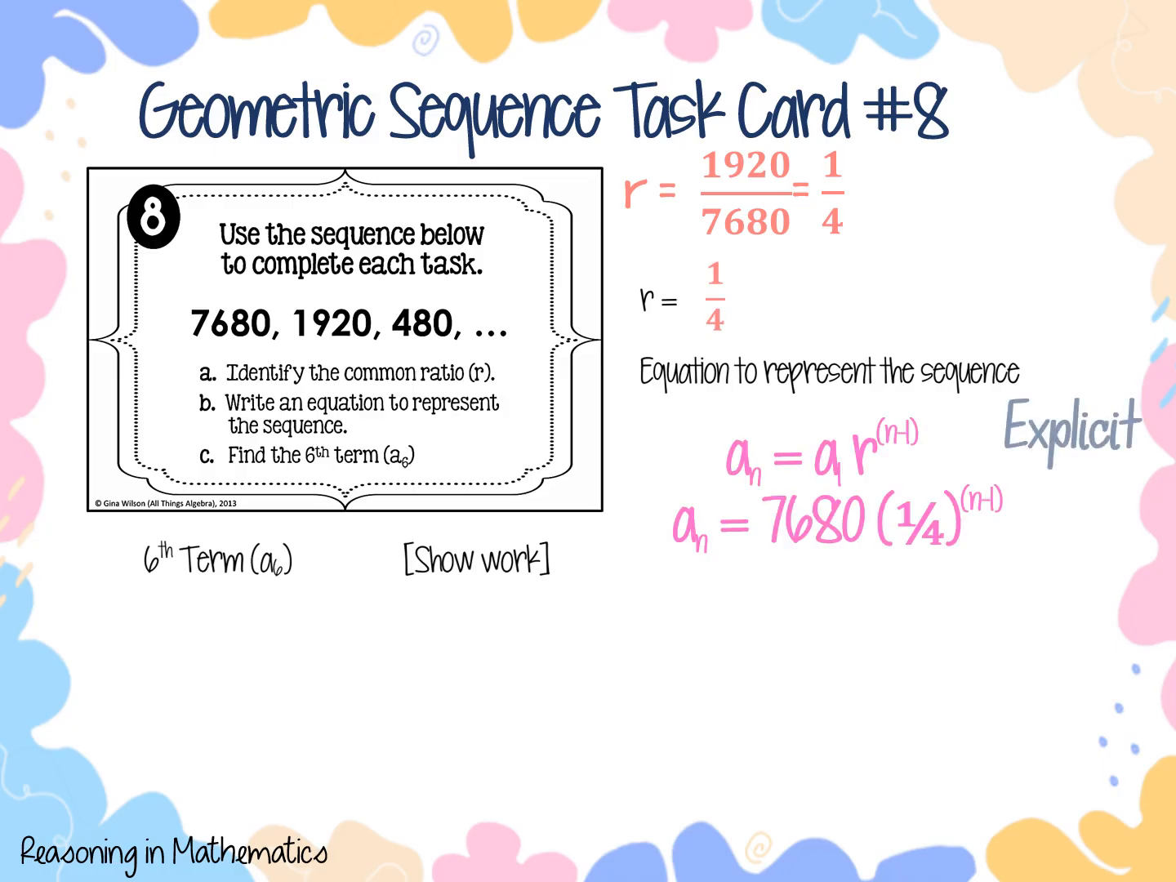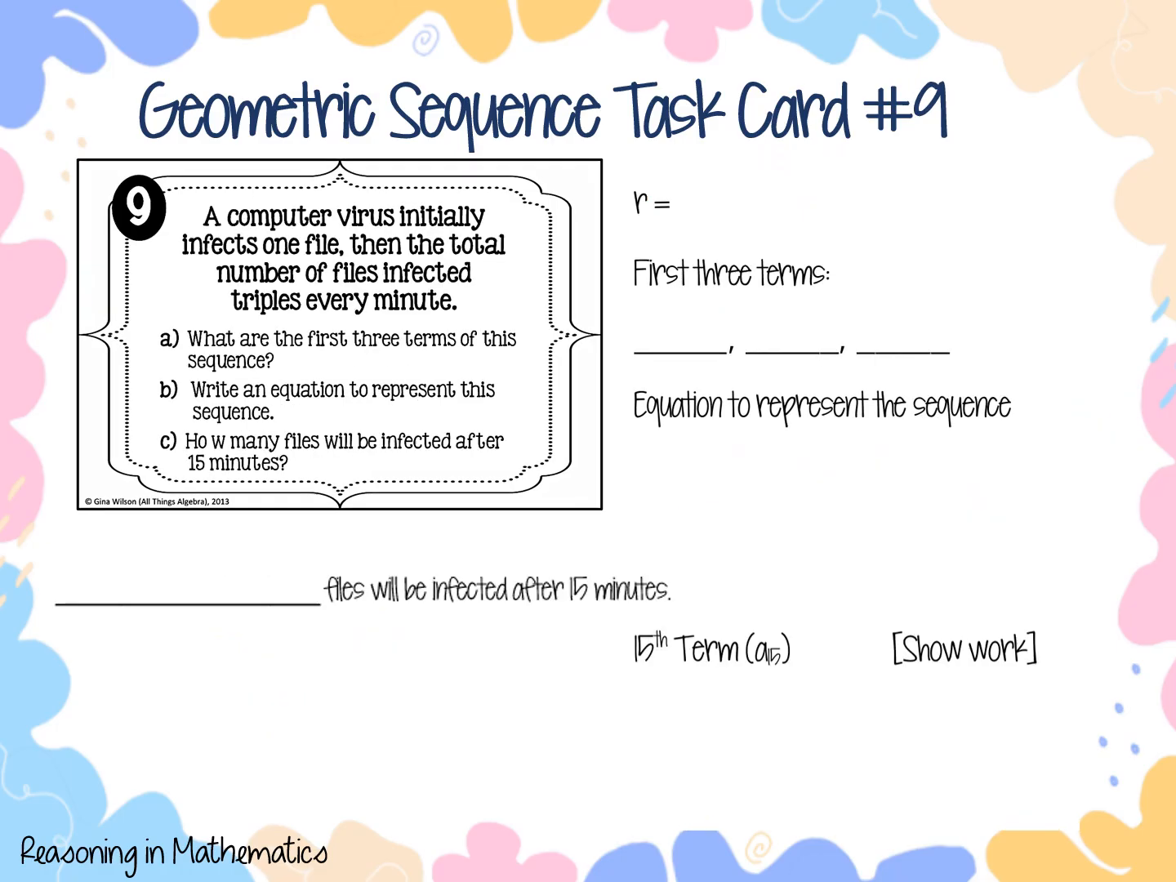Explicit formula, plug our values in. Initial value 7,680 and our common ratio is 1/4. We need the 6th term, so in place of our n's, we're putting in a 6. Put it in our calculator. The exponent, of course, is going to be 5, and we get 7.5.